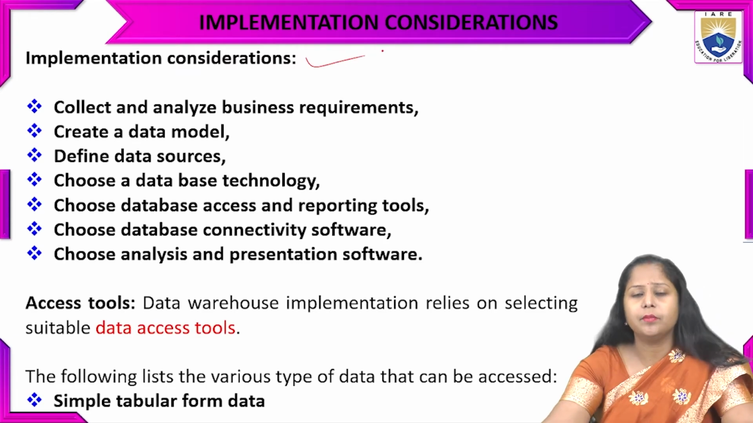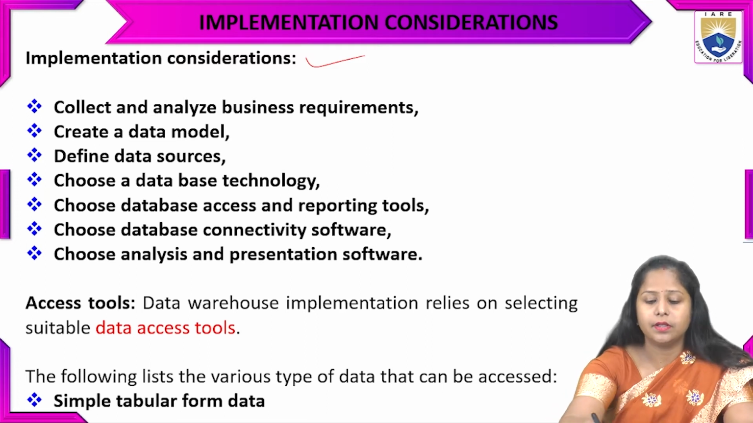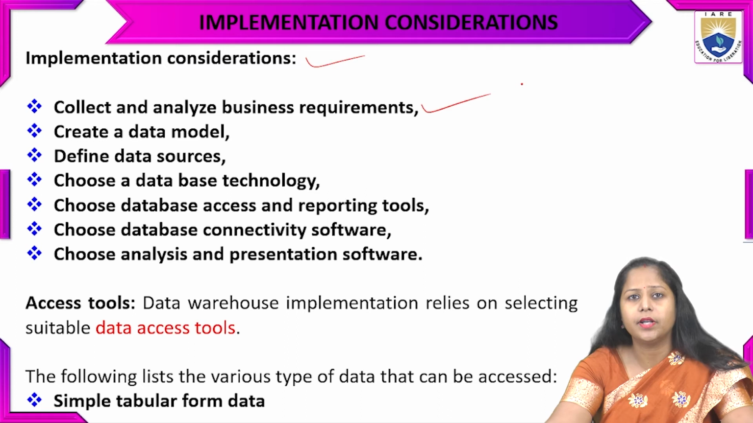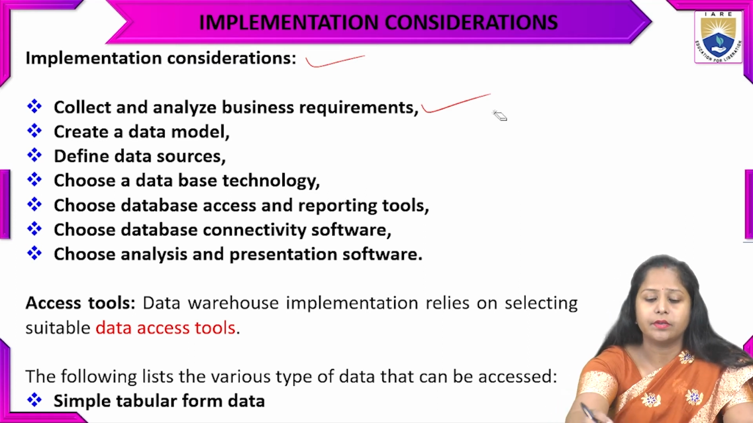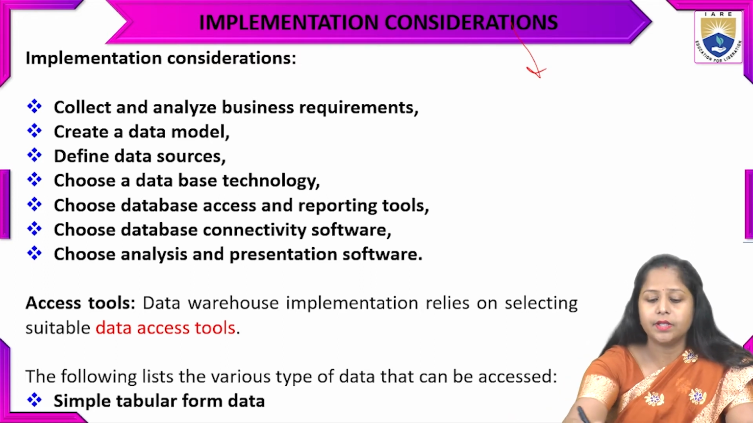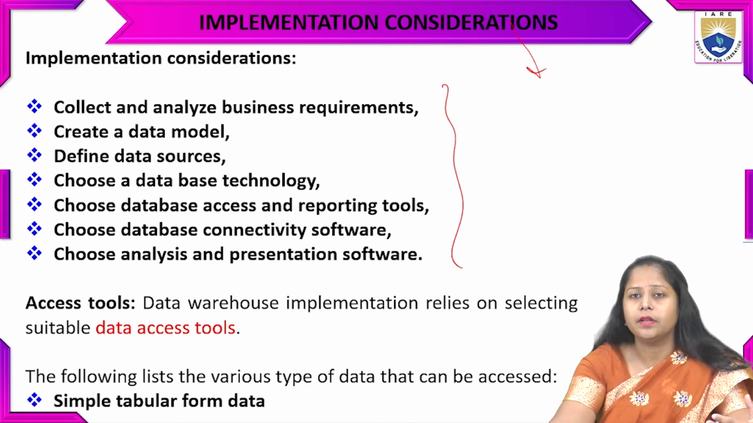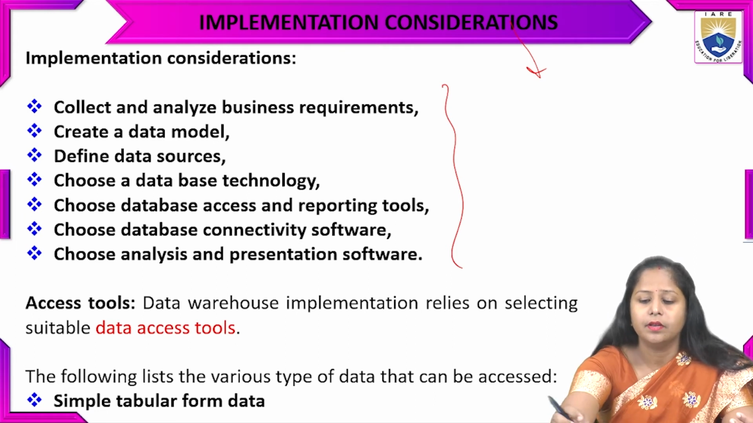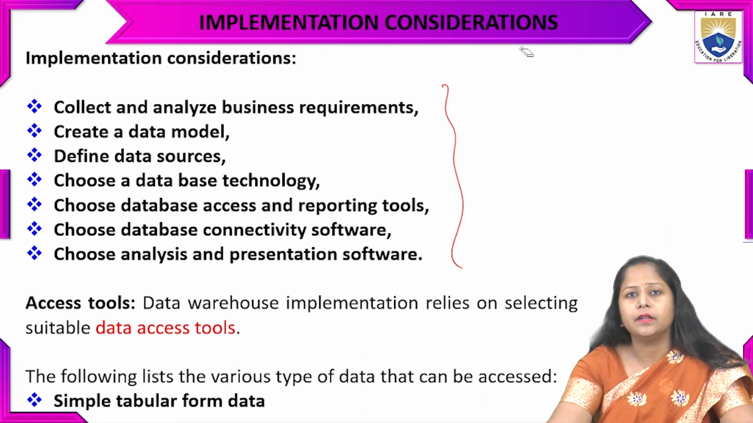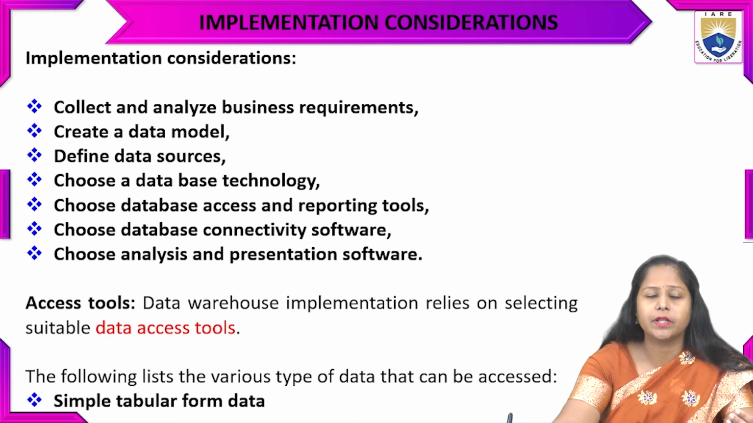Now the different considerations for implementation. What will we have while we are going to implement a data warehouse? The first and very important one is to collect and analyze business requirements. For the implementation consideration, we have different phases. On the basis of that, we can judge how the data warehouse is going to be implemented. We can understand the data and the different phases we can follow, and we can achieve our target of implementing the data warehouse.